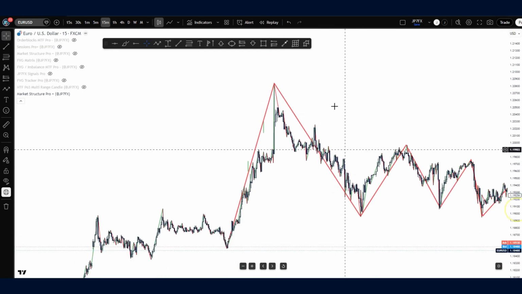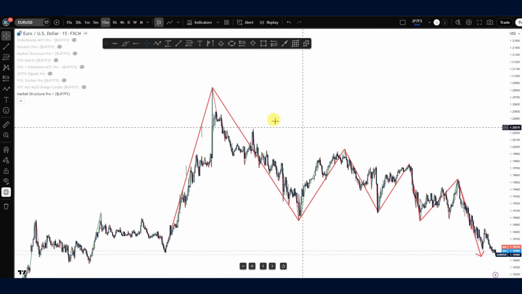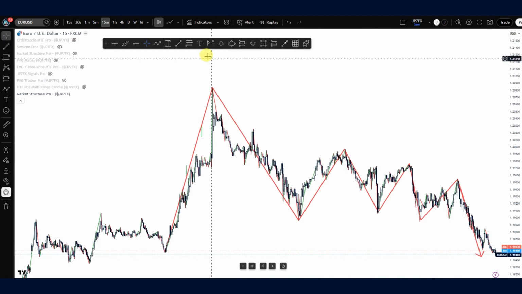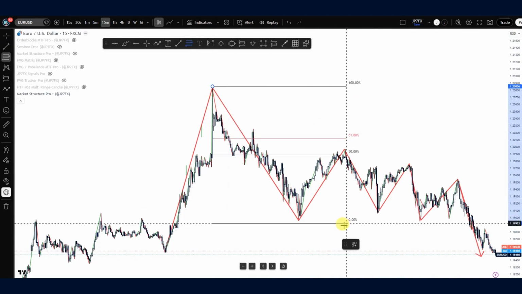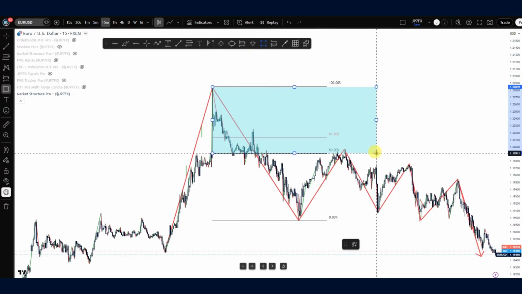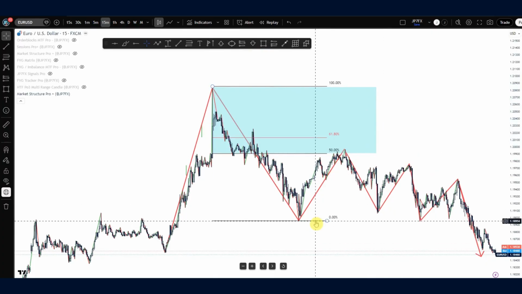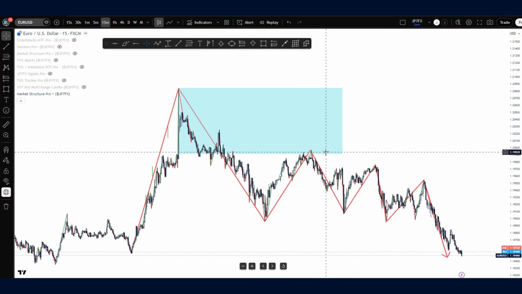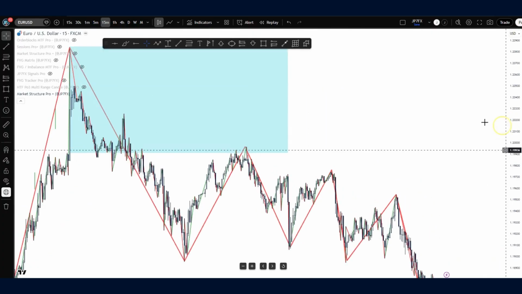So if we're trading the 15-minute, for example, if you look for premium and discount, you can quite easily come down here at this point, look where your 50% is, and if you mark out your zone there, you know that if price wants to get up into this area, you then want to look to short.